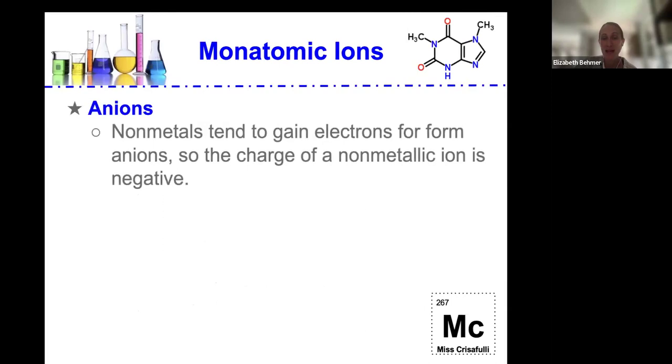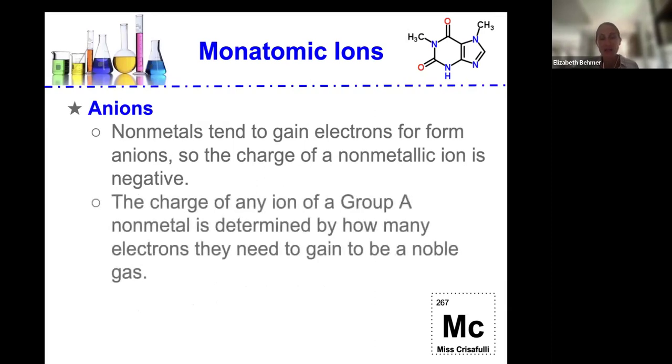Anions are nonmetals that tend to gain electrons in order to form anions. So the charge of a non-metallic ion is negative. The charge of any ion of a group A nonmetal will be determined by how many electrons they need to gain to be a noble gas.